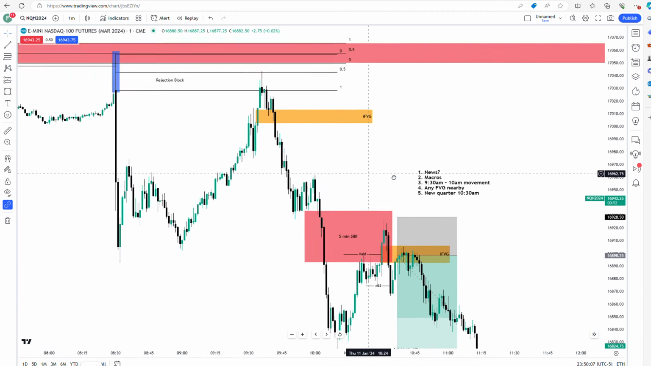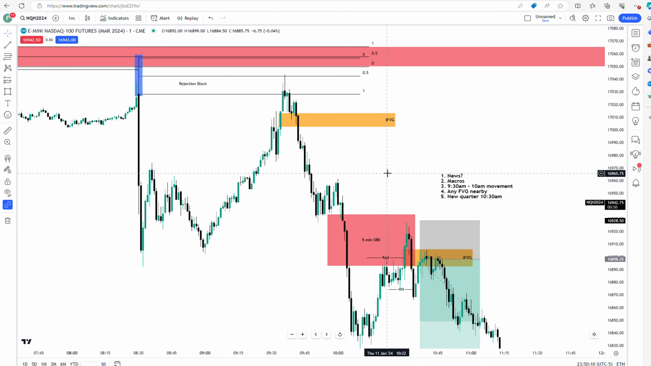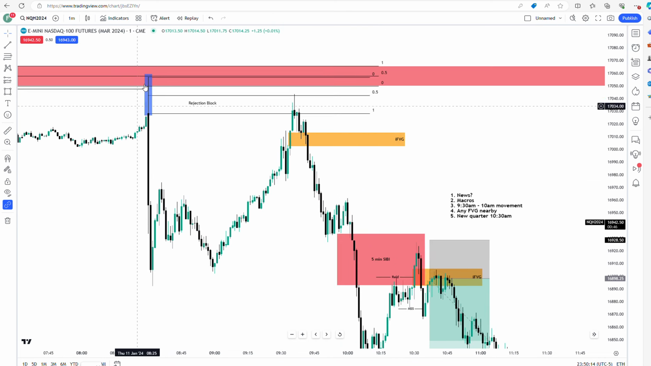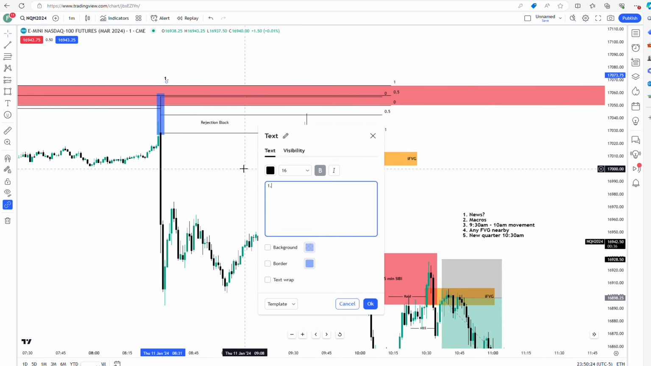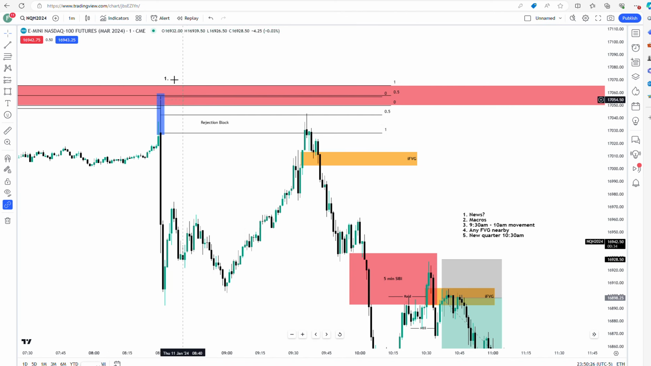So first one, news. Was there news? Yes. Was it big news? Yes. What happened with the news? We took out London buy side. We rejected from a 4-hour fair value gap, which is a higher time frame fair value gap. That's a pretty big type of rejection, right? So first rejection was here to tell us that price wanted to head lower. 4-hour fair value gap. Second rejection actually came from the rejection block, and it came between 9:30 and 10.